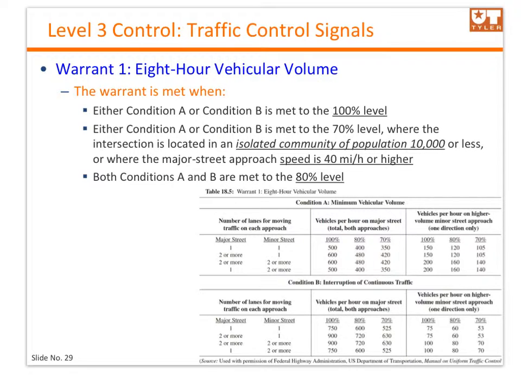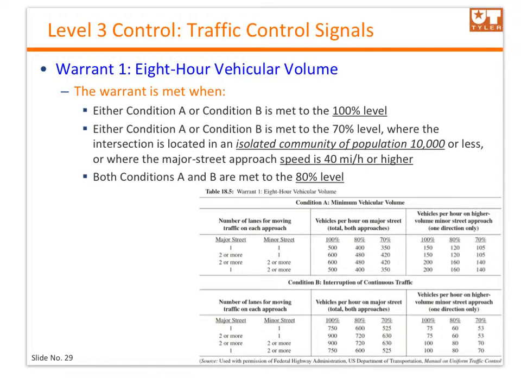where the intersection is located in an isolated community of population 10,000 or less, or where the major street approach speed is 40 miles per hour or higher. The third case, if both conditions A and B are met at 80%, we would also consider warrant 1 met, and therefore we can have a traffic signal based on warrant 1.